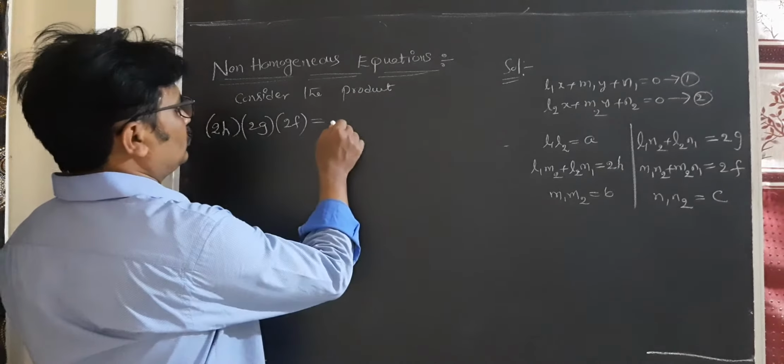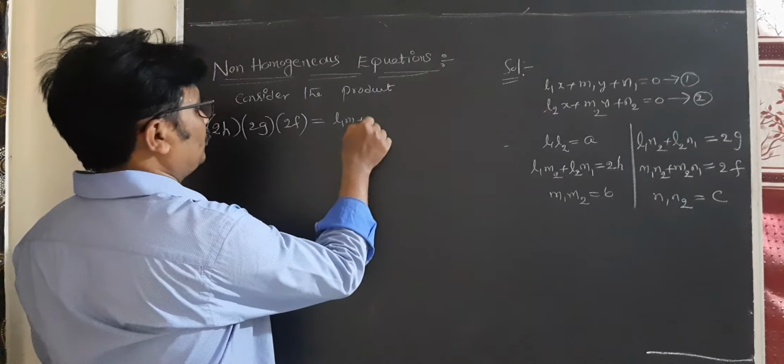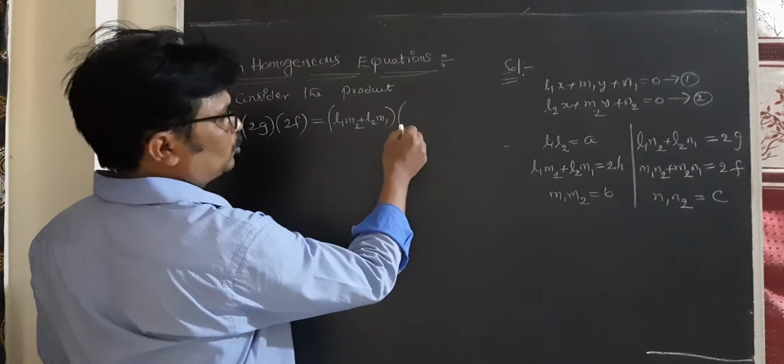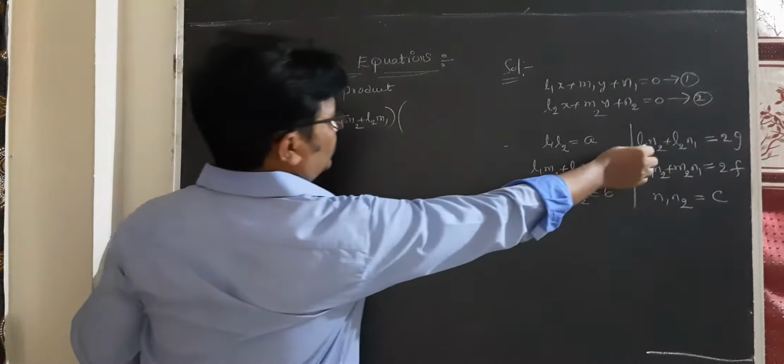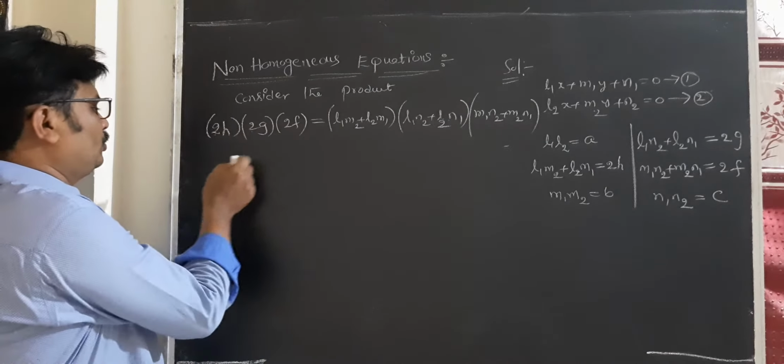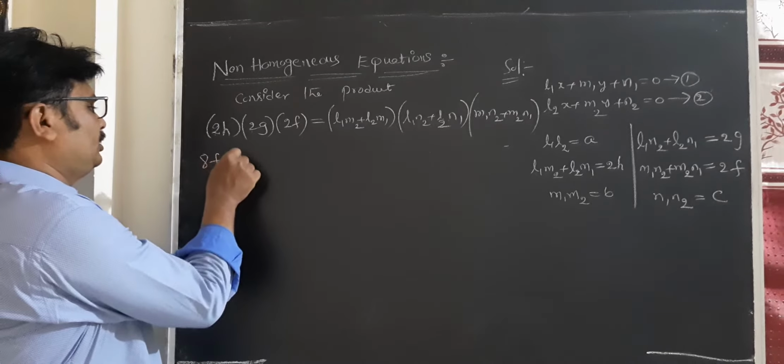Now students, the 2h is L1 M2 plus L2 M1. After that students, 2g is L1 N2 plus L2 N1. So after that students, the 2f is M1 N2 plus M2 N1. Okay students, now this is the product of 2h, 2g, 2f. This is 2 into 2 into 2, 8, f into g into h.